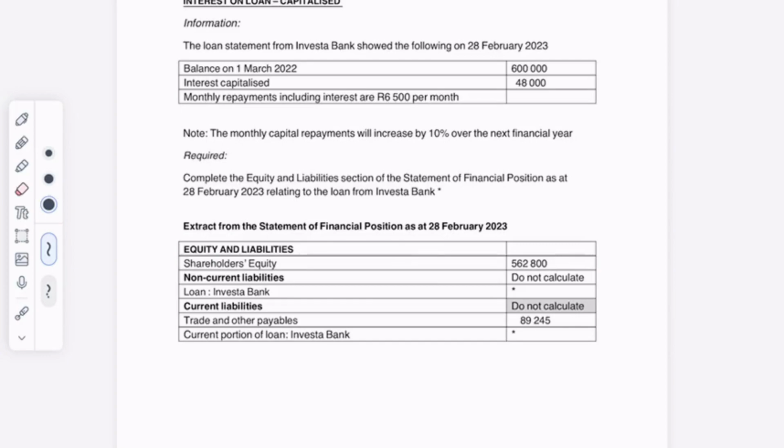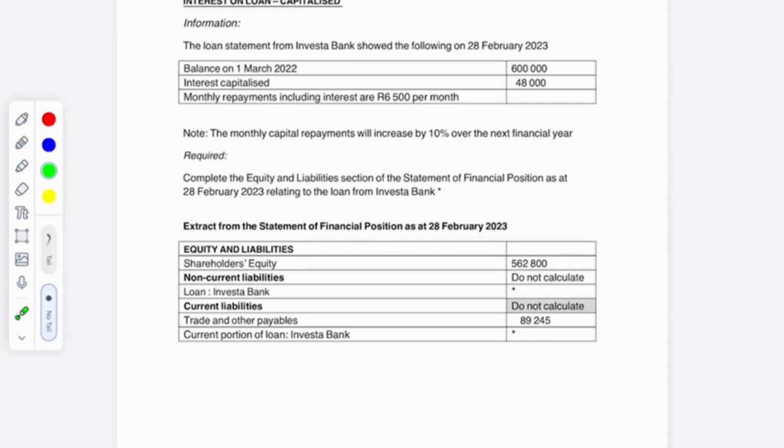So for the purposes of this explanation, I've just got an example here. We've got a loan statement from Investor Bank as at the end of the year. They give us the balance on the 1st of March of the loan, 600,000. The interest capitalized is 48,000. And then we've got monthly repayments, including interest, of 6,500 Rand a month.